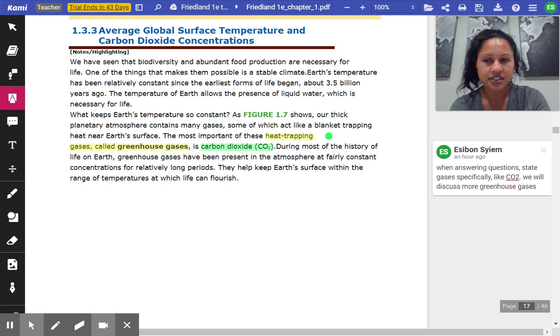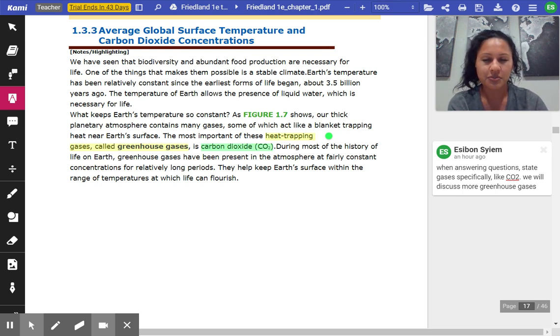Okay, the third key indicator is average global surface temperature and carbon dioxide concentrations. This can lead to some other environmental issues, but specifically look at the global surface temperature and carbon dioxide concentrations. There's something called greenhouse gases, and greenhouse gases trap heat. We'll look at a graphic on the next page.